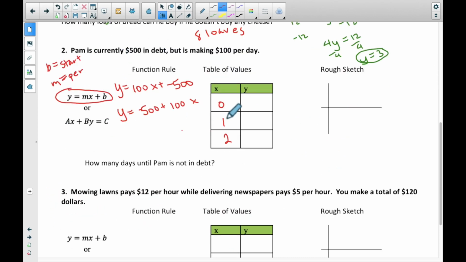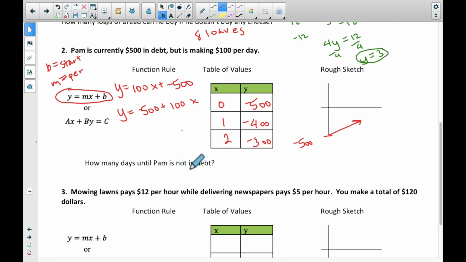All right, if I plug in a 0, I'm going to work this out. So plug in a 0, that's going to give me negative 500. That's where she started at. She started at negative 500. After one day, she's made $100. She was down 500. Now she made 100, so now she's only down 400. Next day, she's up to $200, so now she's only down 300. See, she's making 100 per day. So she starts down here at negative $500, but she's making $100 per day.